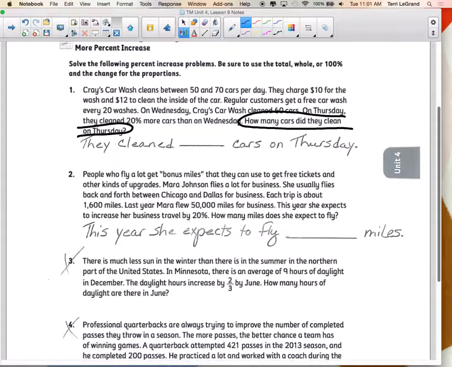Okay, give me some information from all of that. You know what, it does not matter one bit to answering that question. Ikea, what's one thing we can cross out? They charge $10 for the wash. Yeah, that's nice information to have if you're going to decide if you're going to get your car washed or not, but it has nothing to do with answering the question, how many cars did they clean on Thursday? Ken?